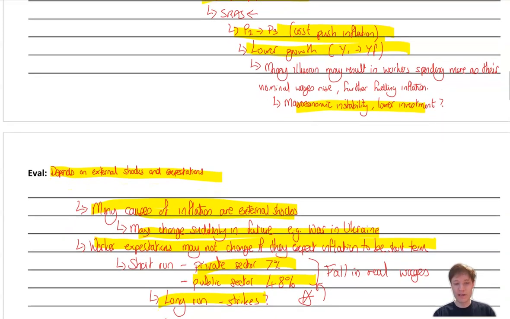Next point is going to be inequality in the distribution of income and wealth. Think about it. How does inflation impact the top and lower quintile of the income distribution? Plan it out and then come back and see what I've done.